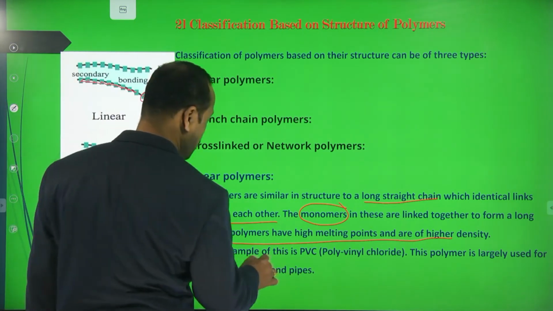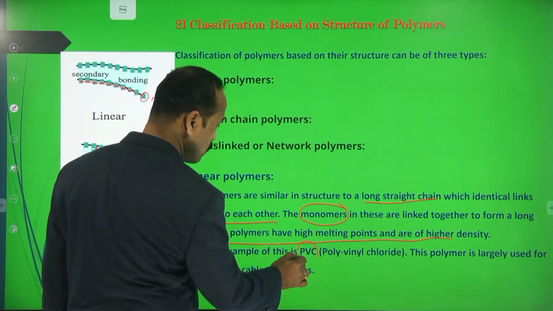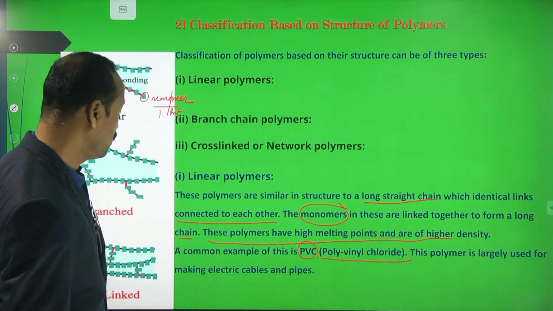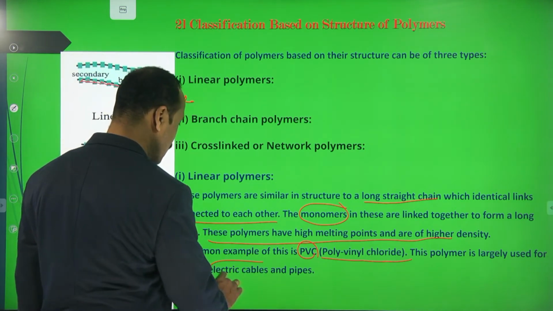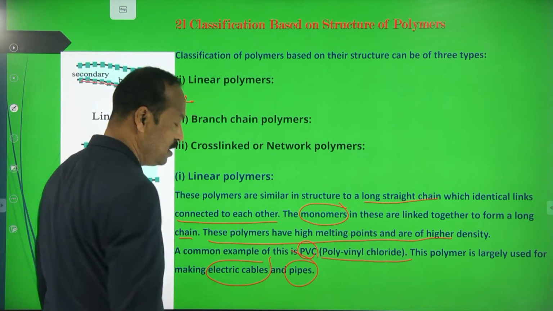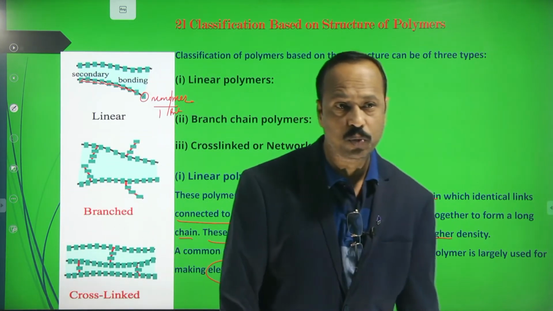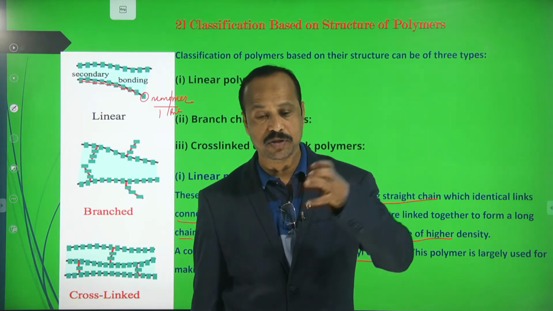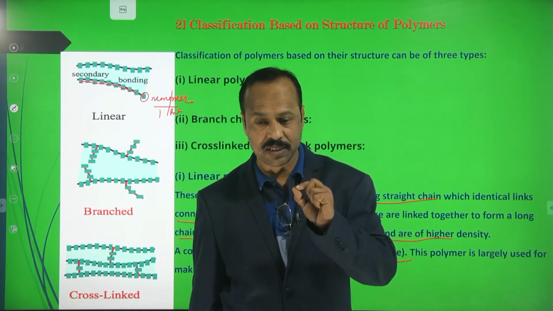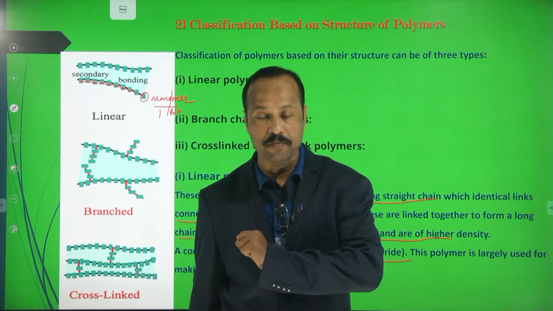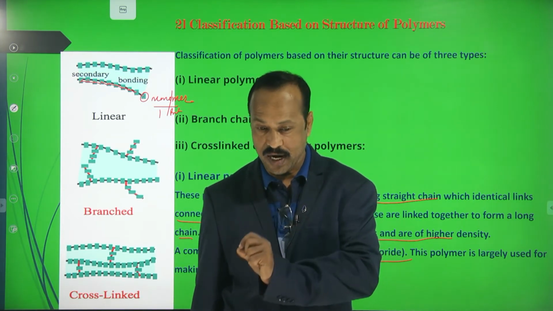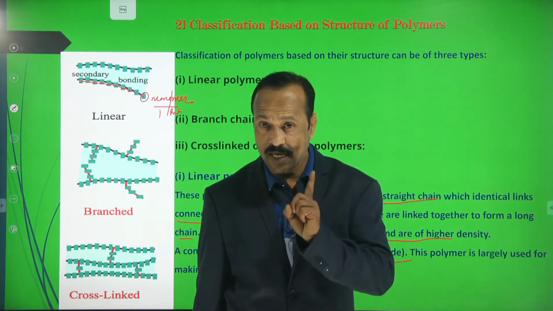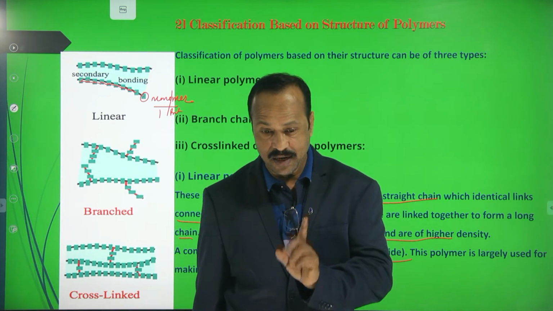An example for this one is PVC. This is also very important. PVC means polyvinyl chloride. Where do we use it? In electric cables and pipes. We use PVC pipes. You can see it in TV advertisements also, when it comes to water pipes and electrical pipes; they advertise PVC. PVC means polyvinyl chloride. These PVC pipes are examples of linear polymers.